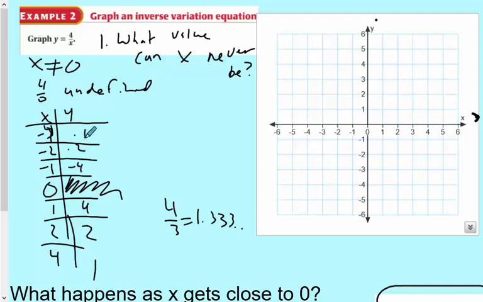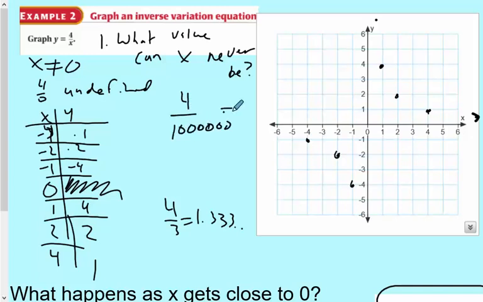And now when we graph this here, let's take a look at what it looks like. 1, 4; 2, 2; 4, 1. And if I graph over here, -1, -4; -2, -2; and -4, -1. Now, what's going to happen here as x gets very, very big? Let's say that x becomes huge, okay? So like 4 divided by 1 million.